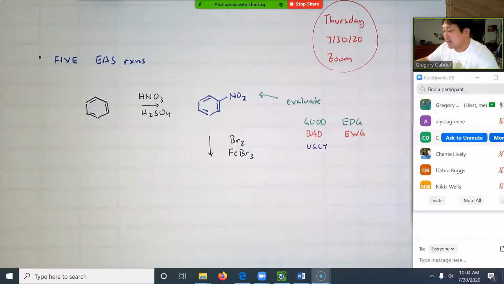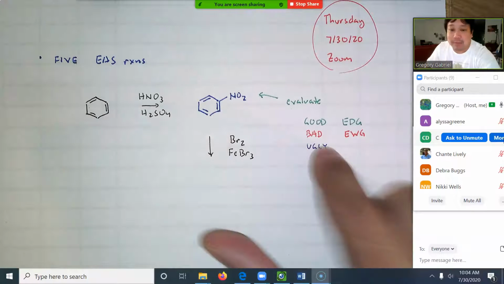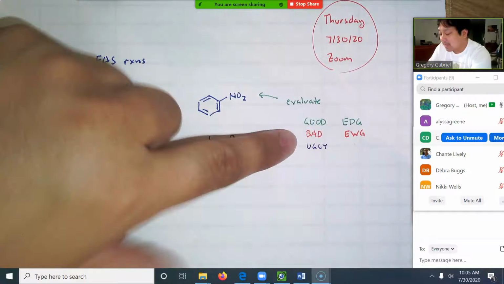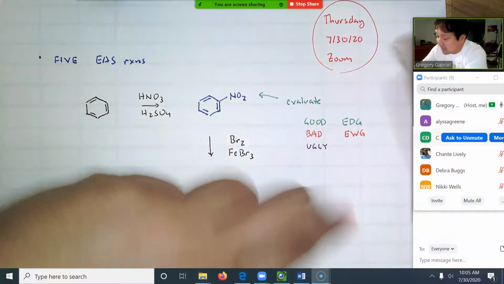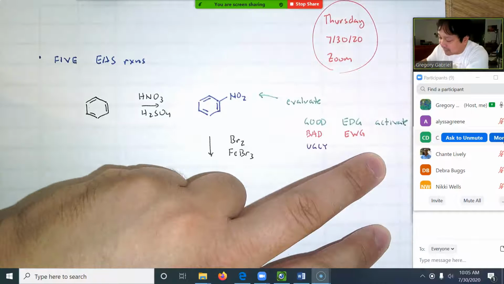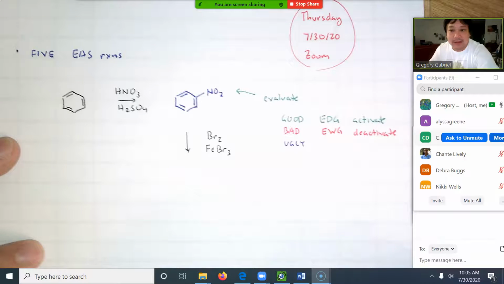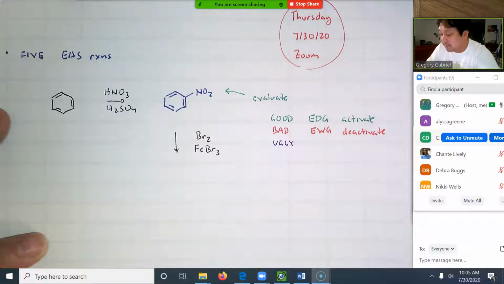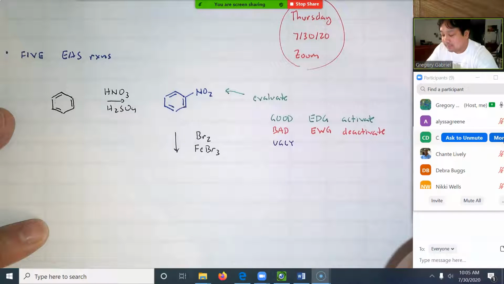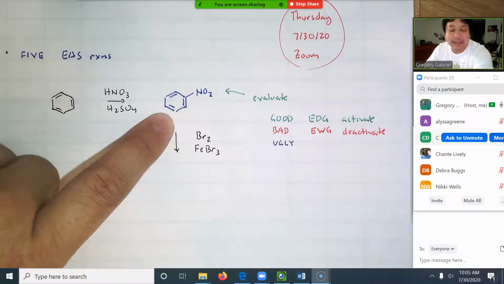Ugly is a little bit tricky because it makes the benzene act like it has a bad group on it. It becomes less reactive. So maybe I can put electron donating groups, and they activate the ring, and electron withdrawing groups deactivate. Hopefully you can see that. It's not too far to the right. What I mean by activate and deactivate is the speed of the reaction. Does the group slow down the reactivity of benzene, or does it speed up?